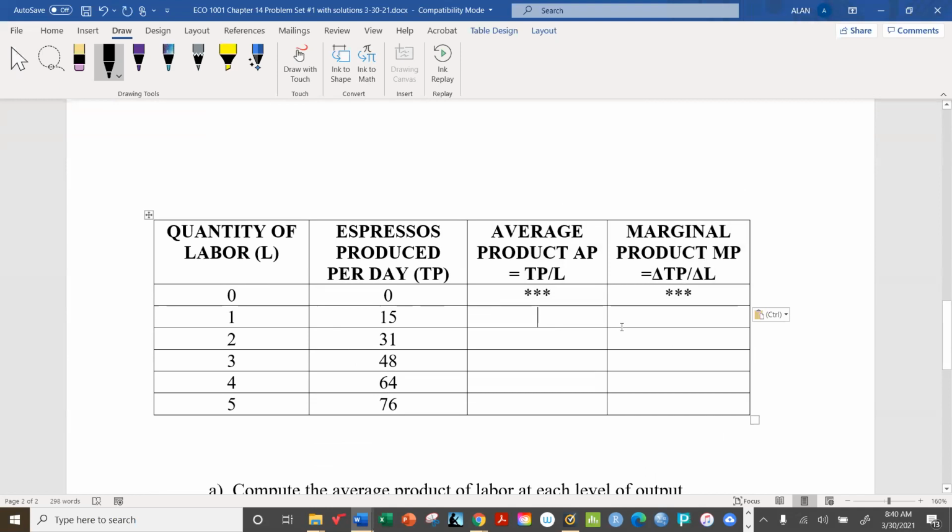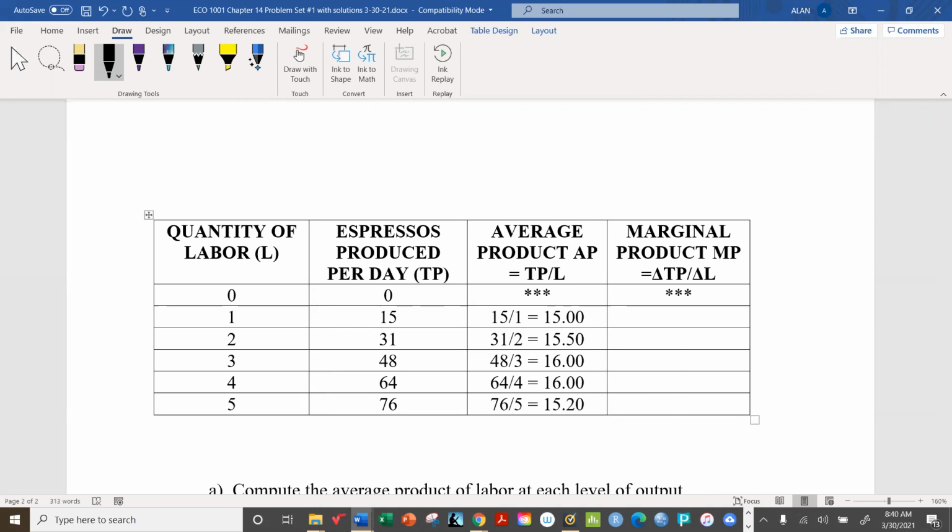Now here, of course, average equals total over L. So this one will be 15 over 1. And then here we'll have 31 over 2, 15.5. Here we have 48 over 3, which is 16. 64 over 4, which is also 16. And then 76 over 5, which is 15.2.